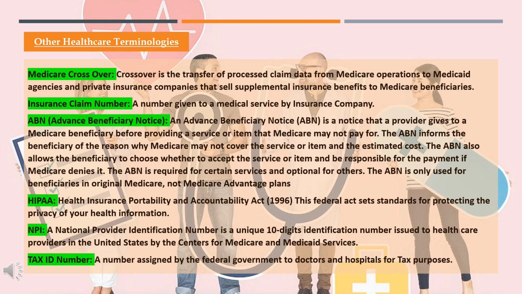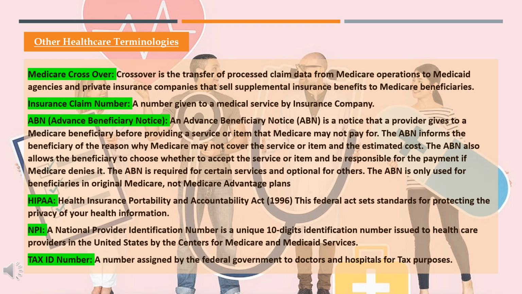ABN, Advance Beneficiary Notice. An Advance Beneficiary Notice, ABN, is a notice that a provider gives to a Medicare beneficiary before providing a service or item that Medicare may not pay for. The ABN informs the beneficiary of the reason why Medicare may not cover the service or item and the estimated cost. The ABN also allows the beneficiary to choose whether to accept the service or item and be responsible for the payment if Medicare denies it. The ABN is required for certain services and optional for others. The ABN is only used for beneficiaries in original Medicare, not Medicare Advantage plans.